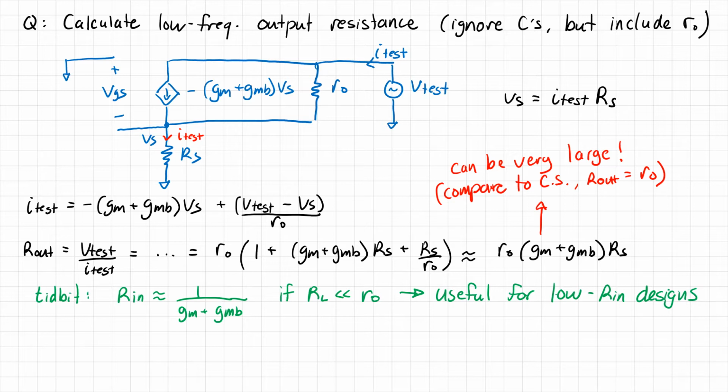which is cool. Sometimes you need to make a design that has a low input impedance, for example, maybe an RF amplifier that needs to be 50 ohms, or something like this. This is one possible way to do that. Or it's equal to RL over GM plus GMB times RO if RL is much larger than RO. Okay, so that's something you can keep in your back pocket if you need to design something with these sorts of specs.